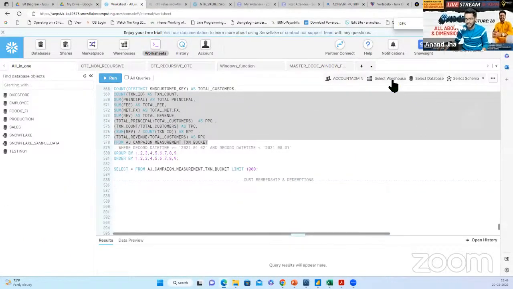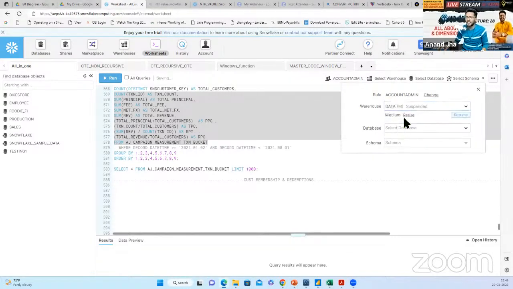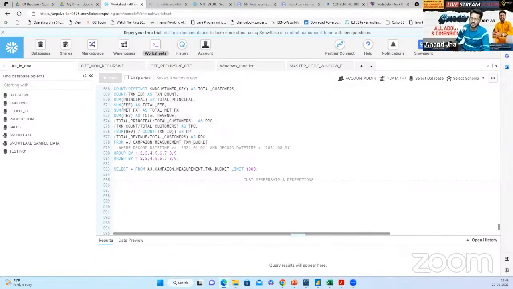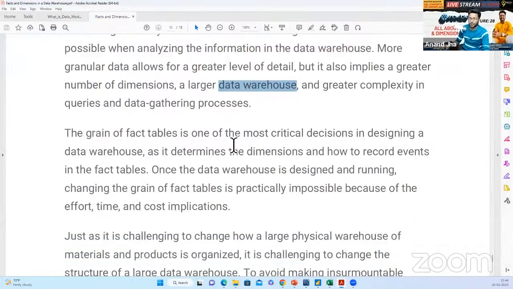What exactly? You can select the warehouse and accordingly you can resize it, for example, if the warehouse size is extra large, large, medium, small. Already I have discussed this, right? So that's all we were talking about, right?